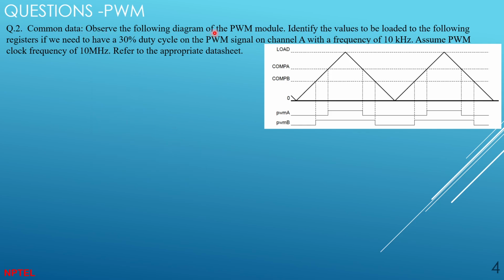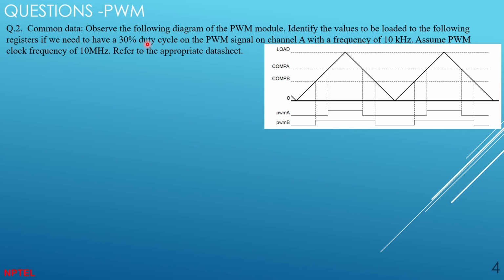So observe the following diagram of the PWM module. Identify the values to be loaded on the following registers. So again, it is asking for registers. Whenever you hear this term register, the values always have to be loaded in terms of clock cycles.